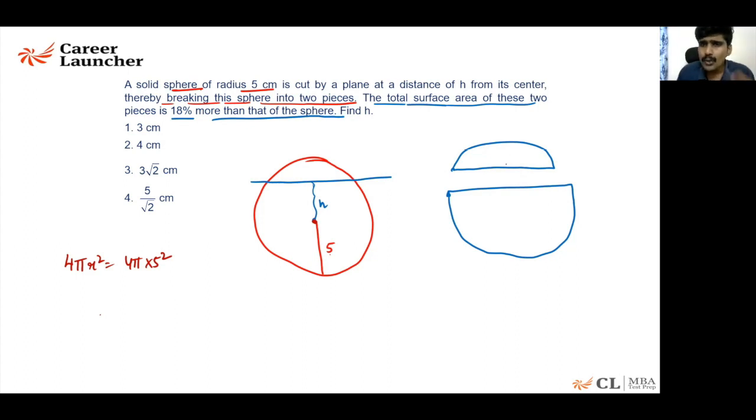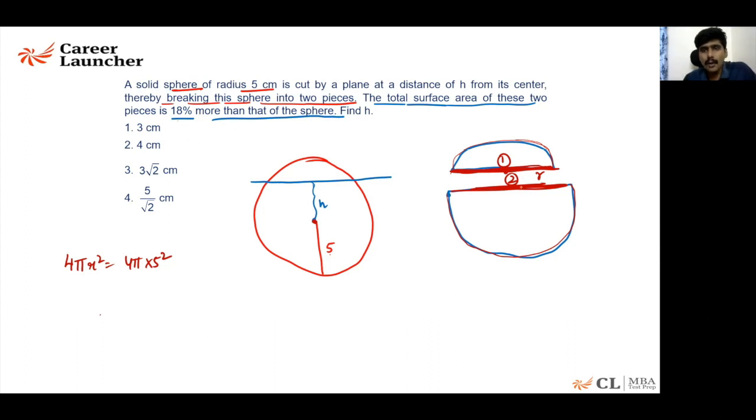When you cut it into two different pieces like this, you will still have this 4 pi r square, which is the total surface area of the sphere. But the only addition is going to be these two faces. This face is 1 and this face is 2. These two faces have equal radii, let us call this radius r. The only addition to surface area happens because of this, right?